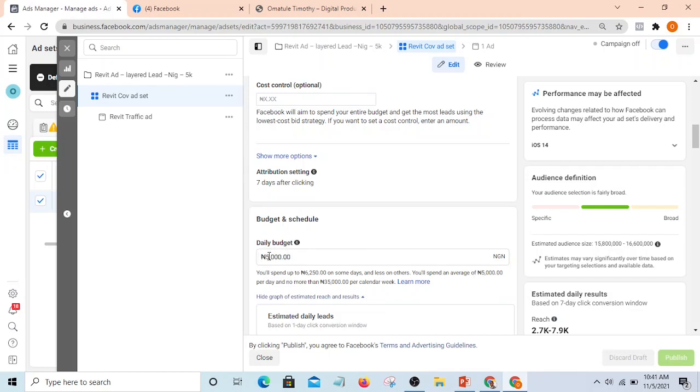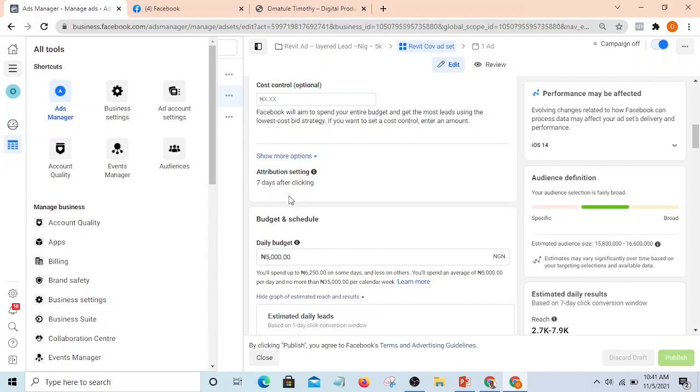Vertical scaling, you increase the amount of daily spend in your ad set. Then in horizontal scaling, you duplicate your ad set or campaign, whichever one, it is still the same thing. Either you duplicate your campaign or you duplicate your ad set, it is still the same thing.